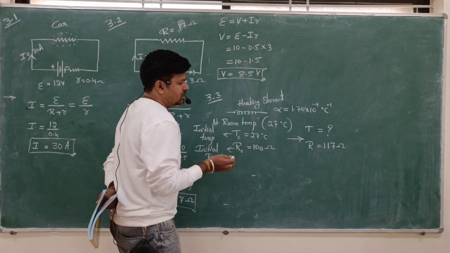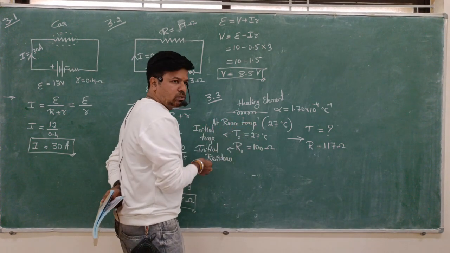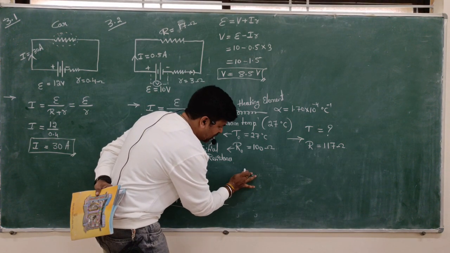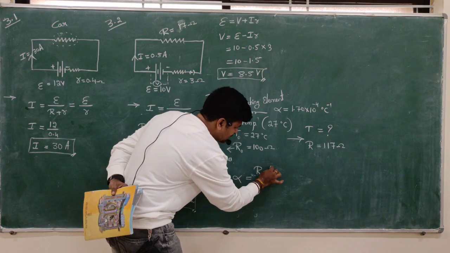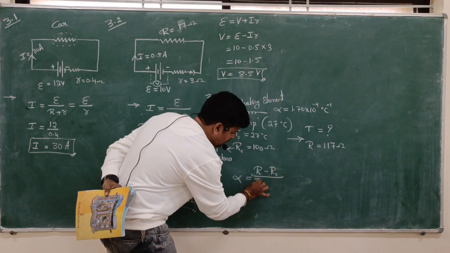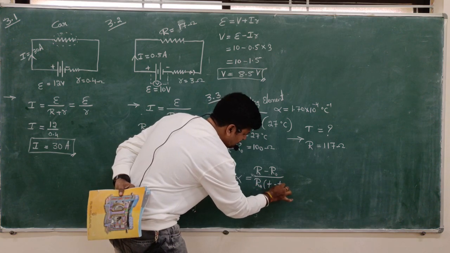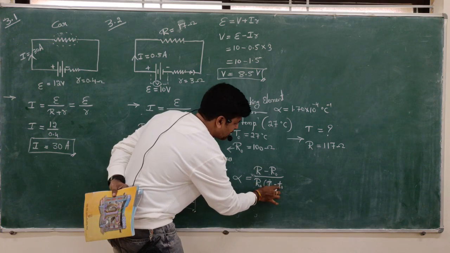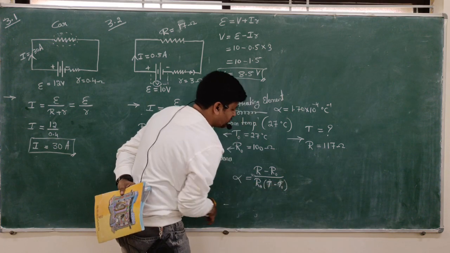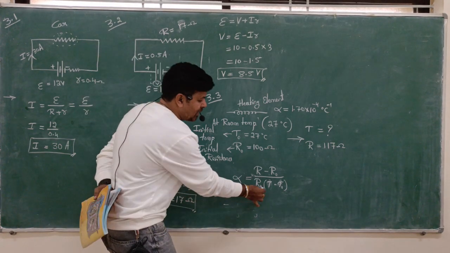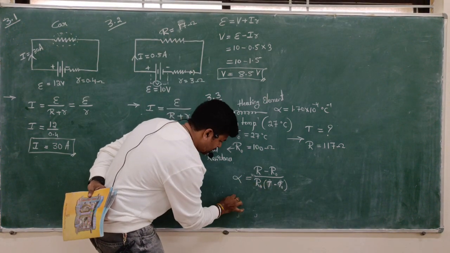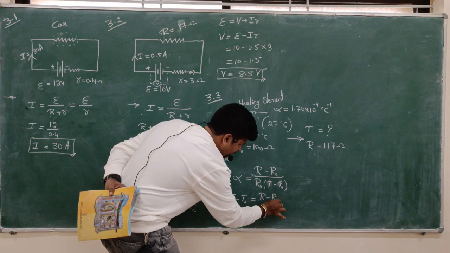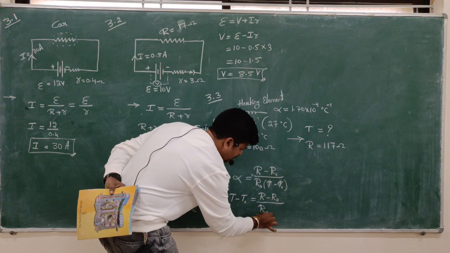So in the case of a conductor, we studied that when you increase the temperature, resistance will increase. We have the expression of the temperature coefficient: alpha is equal to (R minus R naught) divided by R naught into (T minus T naught). Since they asked us to find the value of T, T minus T naught is equal to (R minus R naught) divided by R naught into alpha.